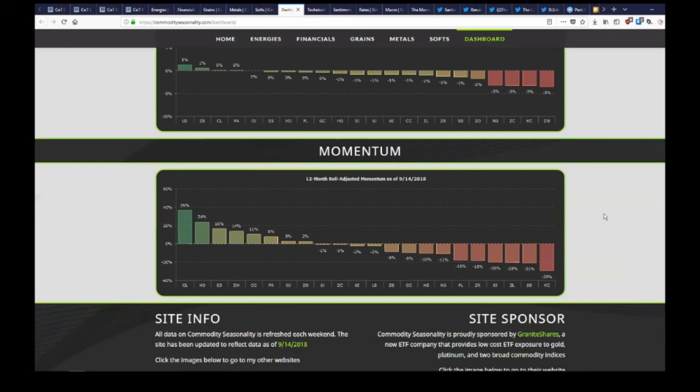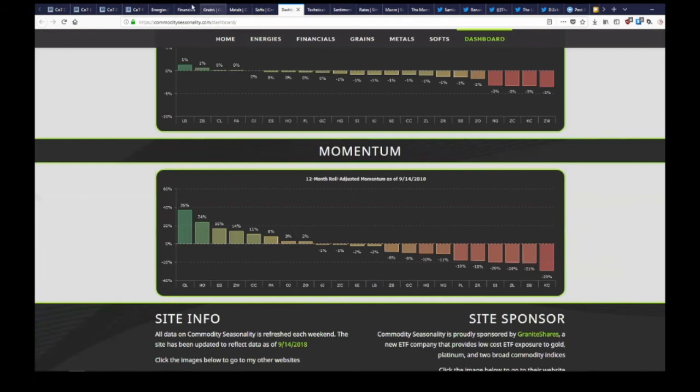Then here's momentum. This is looking at 12-month roll adjusted momentum. So we're looking back over the past year, and I think it's important to adjust it for the roll, because you need to make the momentum realistic. What's done the best over the past year are WTI, heating oil, S&P, wheat. What's done the worst are soft commodities and precious metals like silver, sugar, coffee.